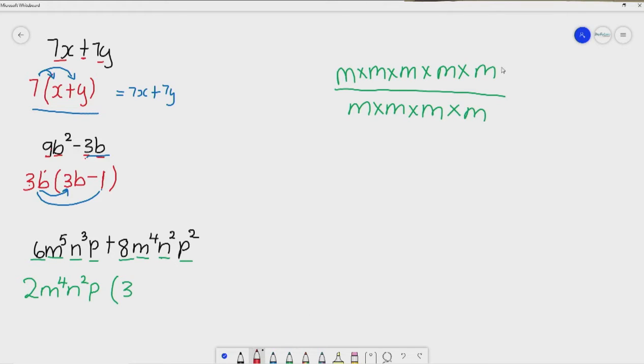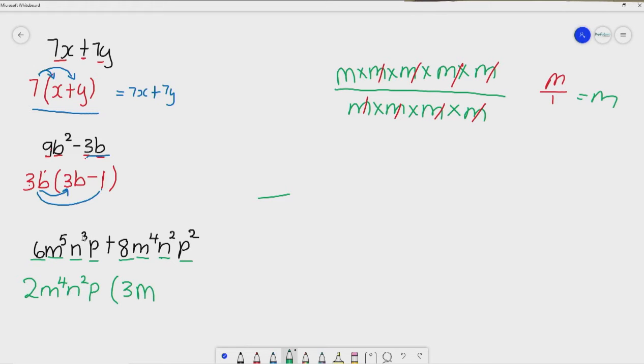If we were to cancel m with m, m with m, m with m, m with m, we would just have 1 m remaining. It would actually be m over 1, right? But we know that anything written with a denominator of 1 is just the number itself. In this case, it's going to be the letter itself. So m to the power of 5 divided by m to the power of 4 would just be m.